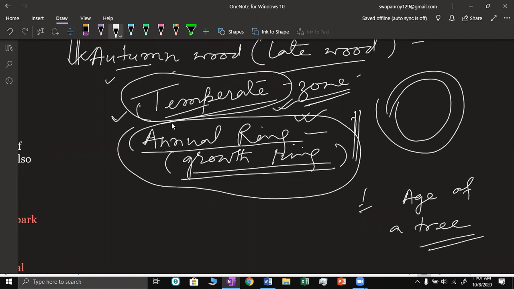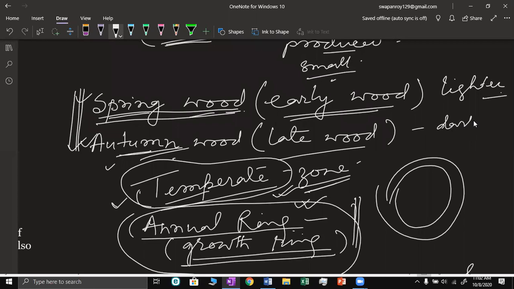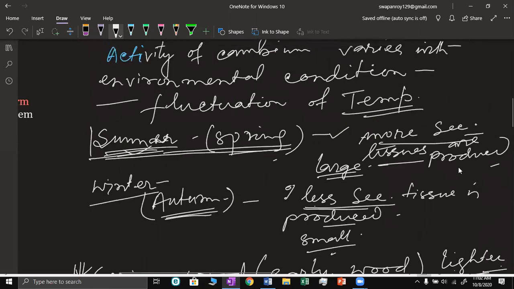In the spring wood, it is slightly lighter in color, and the autumn wood is slightly darker. Their density is high, slightly darker. So these annual rings are very distinct due to these light and dark consecutive rings.